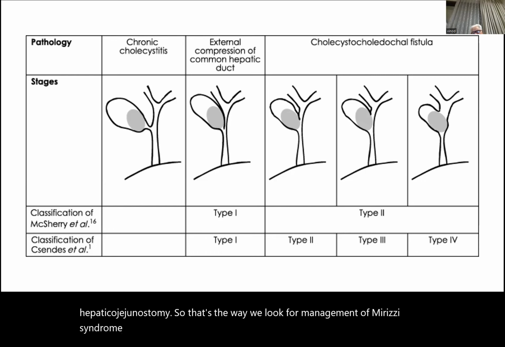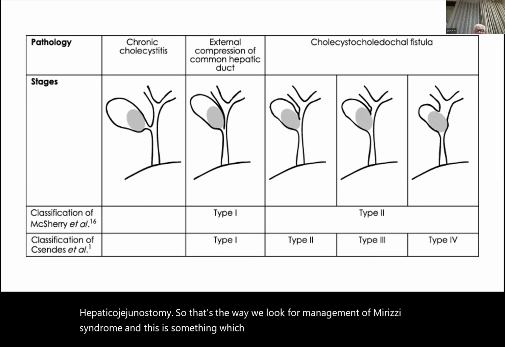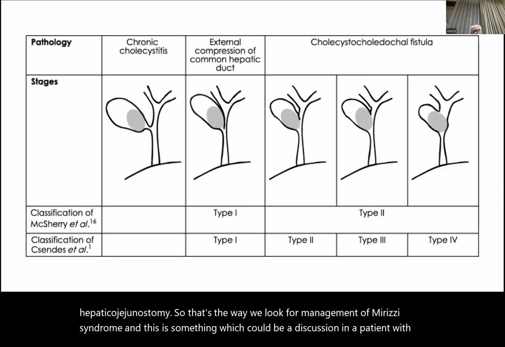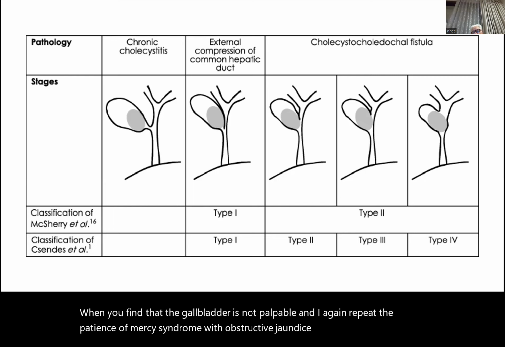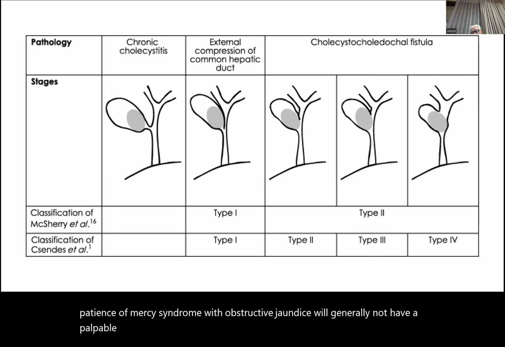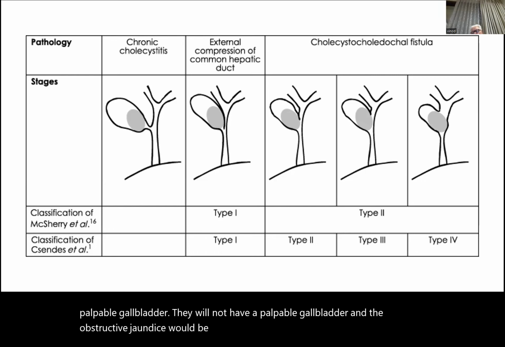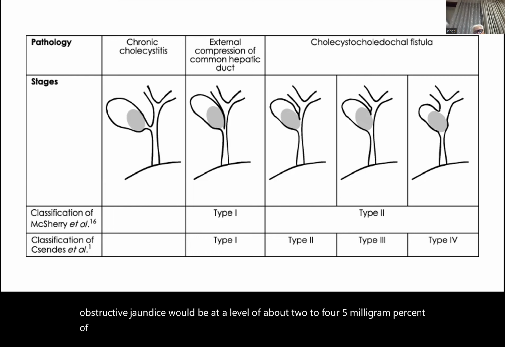And this is something which could be a discussion in a patient of obstructive jaundice when you find that the gallbladder is not palpable. And I again repeat, the patients of Mirizzi syndrome with obstructive jaundice will generally not have a palpable gallbladder, and the obstructive jaundice would be at a level of about 2 to 5 milligram percent of conjugated bilirubin. So that's what you need to know about.